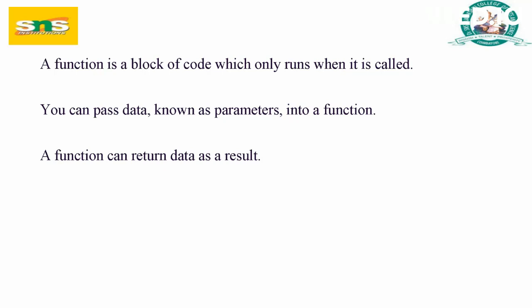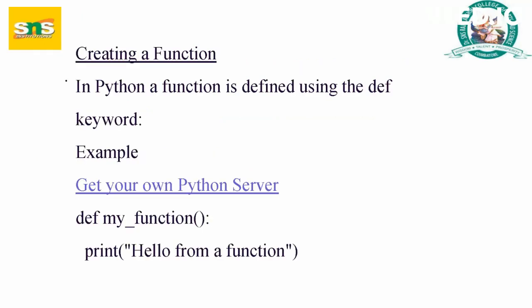So here is an explanation of some key concepts related to Python functions. A function can pass data, called parameters, into a function. A function can return data as a result. A function is defined using the keyword def, followed by the function's name and parentheses, containing any parameters the function accepts. The body of the function is indented.